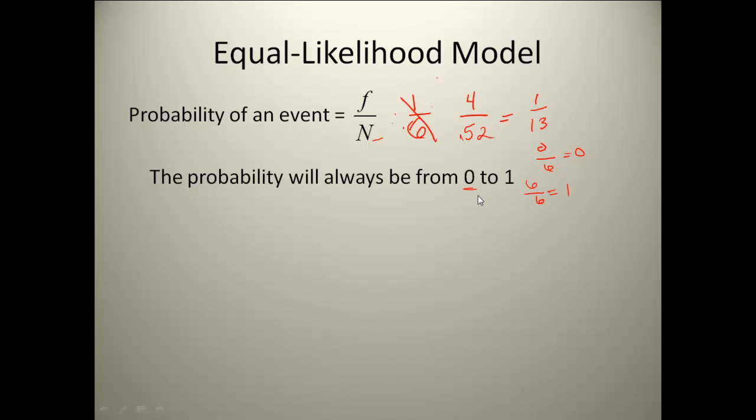So your probabilities will always be between 0 and 1. If you're doing a calculation and you end up with a probability of like 1.2, you know something has gone wrong, because that is impossible to have. You cannot have that type of a number.